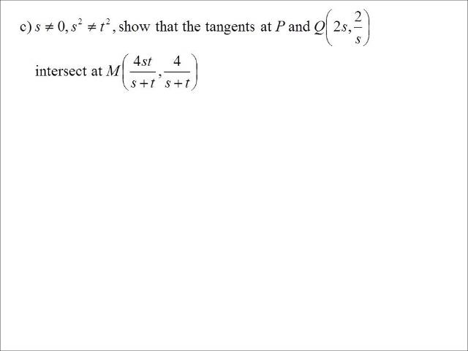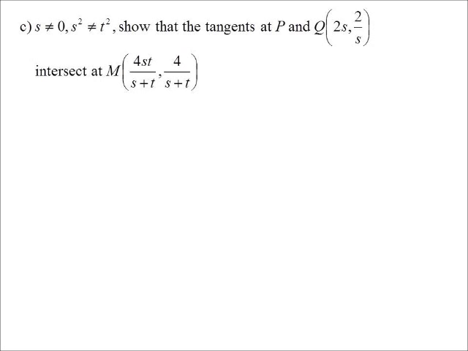Right, well the other point was 2 on T. So T can't equal 0. But also you've got this S plus T on the bottom. So S can't be the negative of T. Well, another way of saying that is S squared can't equal T squared. They can't be the same, because then they would be the same point. So it can't be plus or minus.